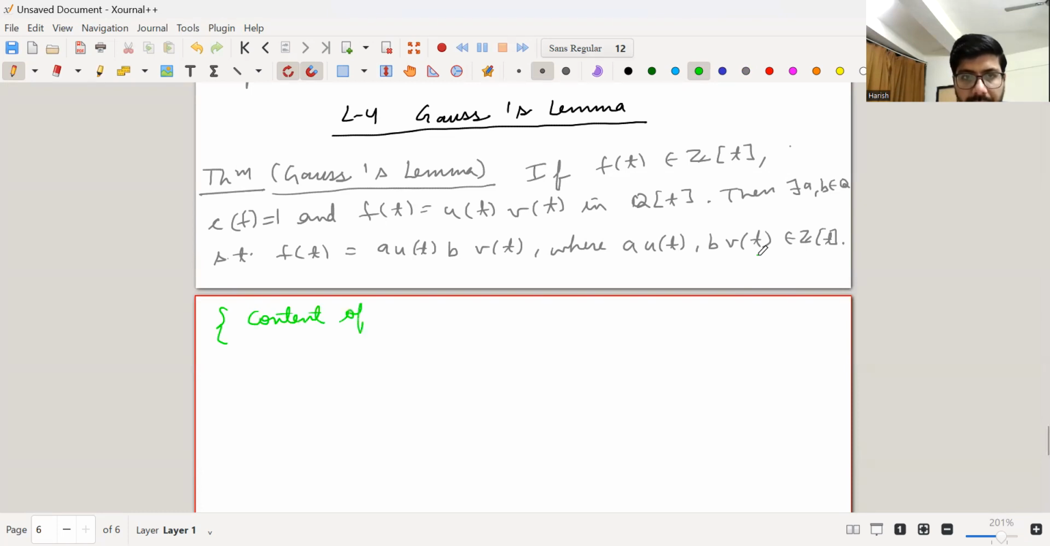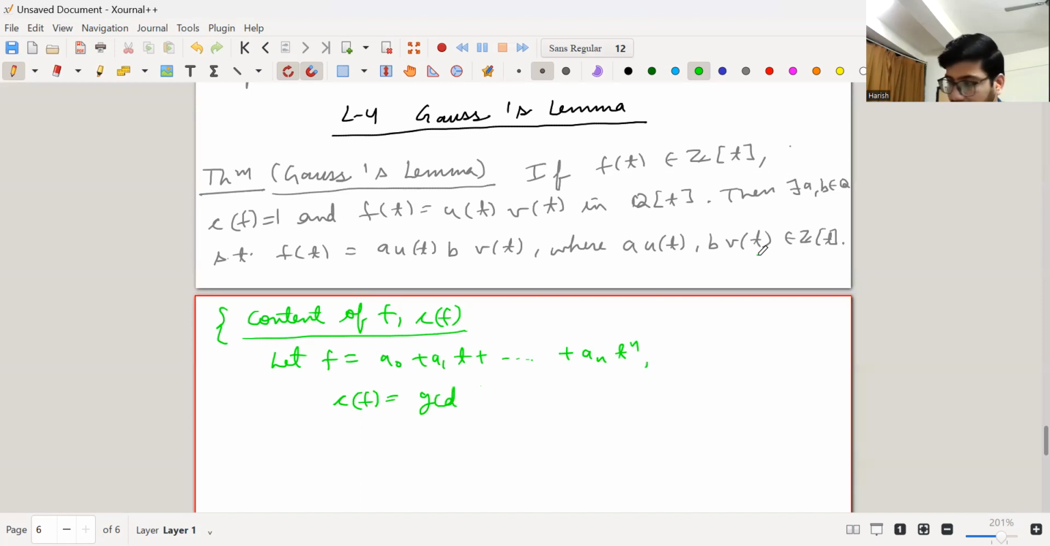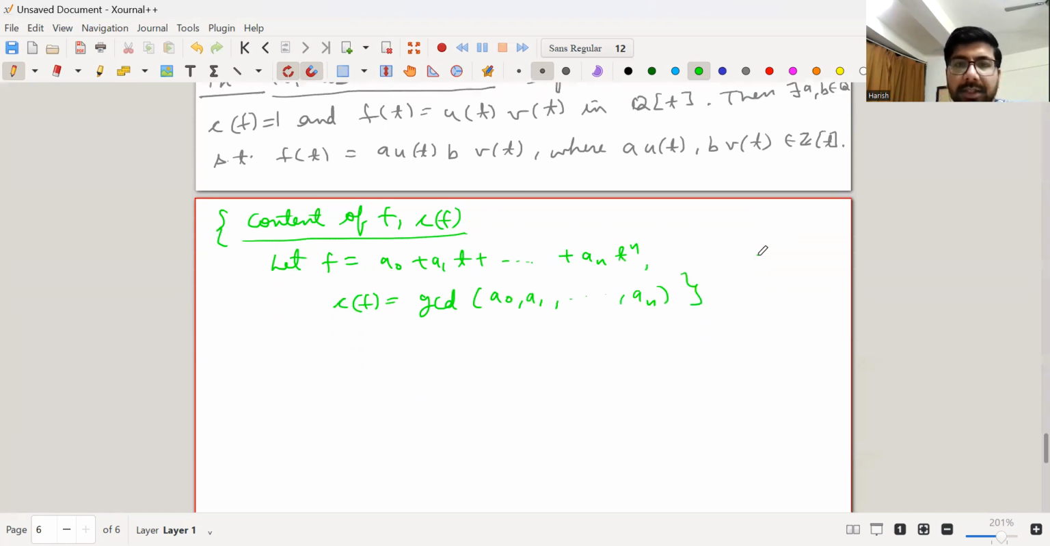So let me just write what a content is. The content of f is denoted by c(f). Let f be the polynomial a0 plus a1 t plus so on up to an t^n. Then the content is nothing but the GCD of a0, a1, and so on up to an. So you just calculate the GCD, and that is the content.